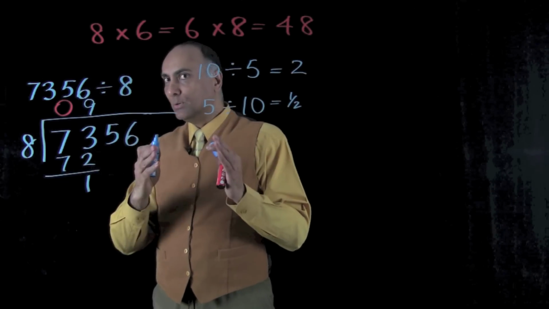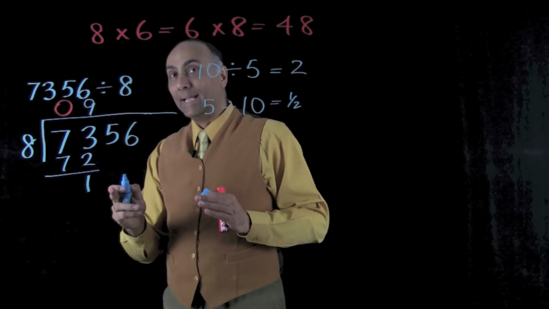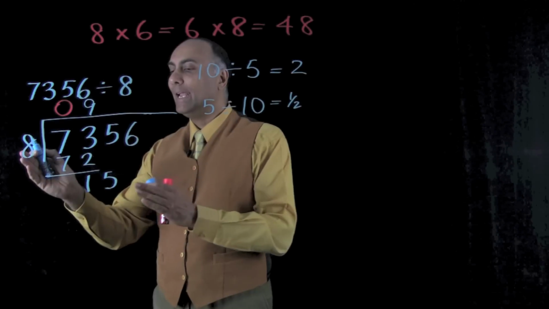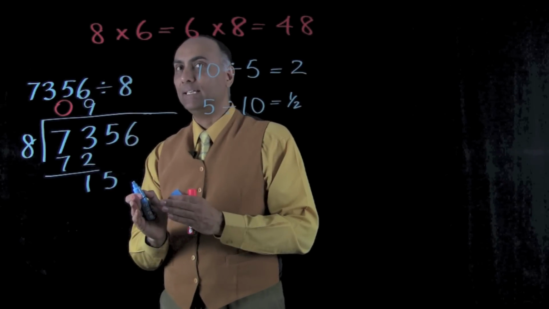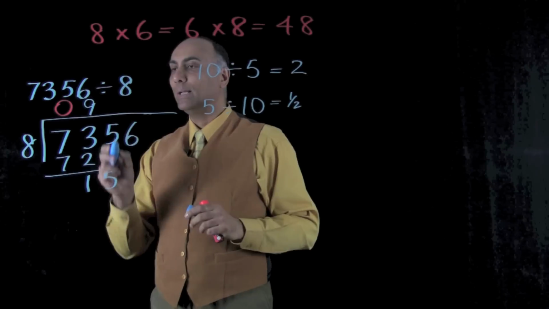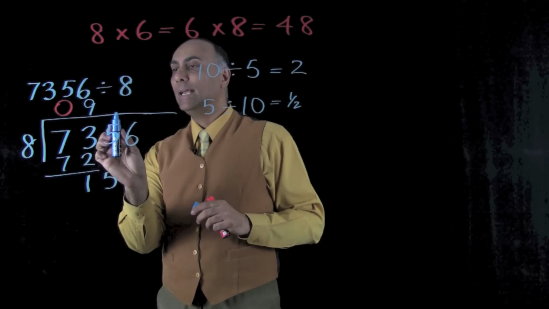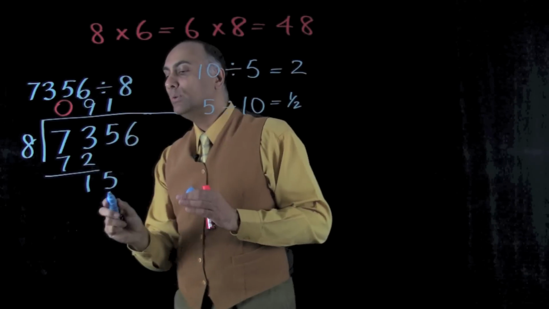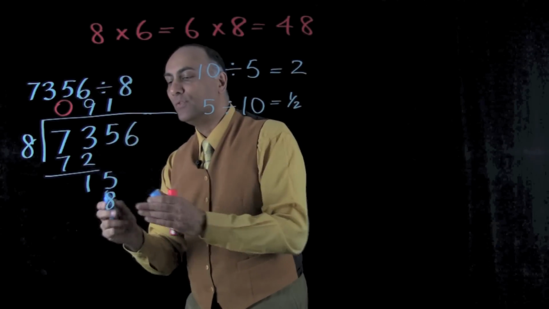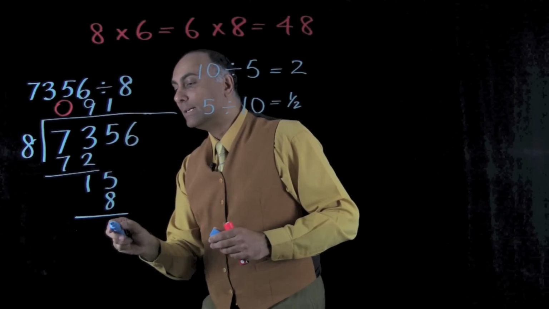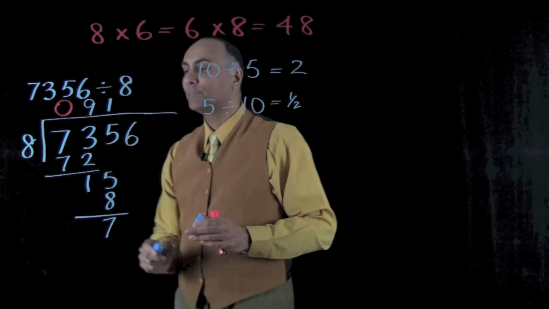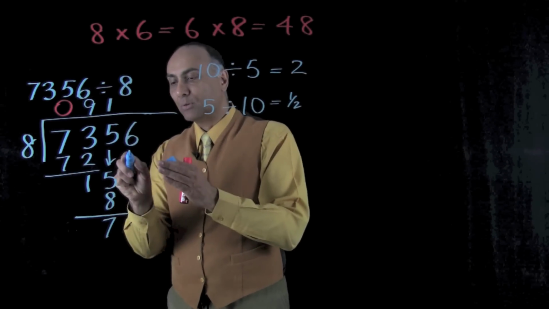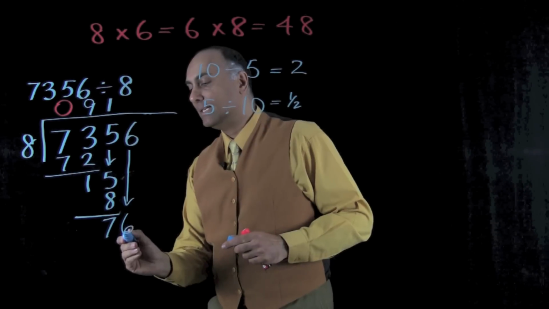And to continue dividing, we now use the next digit, which is the 5. So we say, how many 8s will go into 15? And only 1 8 will. So in the tens column of the answer, there'll be a 1. But that 1 8 only uses up 8 out of 15, and there is a remainder of 7. So just as we drop down the 5 to make 15, we now drop down the 6 to make 76.